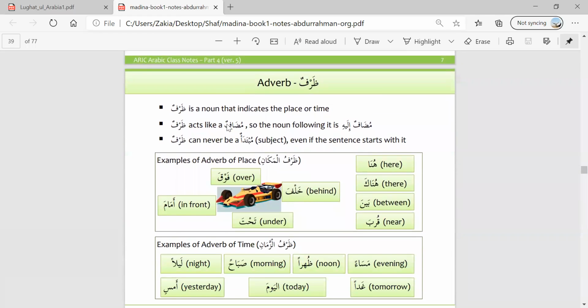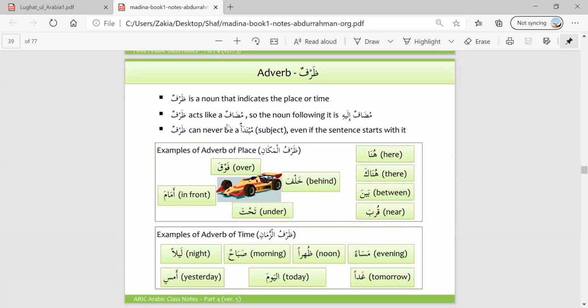Adverb, which is dharf, okay, and dharf is a noun that indicates a place or a time. So you have dharf makan and dharf zaman. Inshallah, we will come to them. I don't know if they've put them here. Dharf acts as a mudaf. We already saw what mudaf is: a mudaf is what is possessed and what is a possessor. So the noun following it is mudaf ilayh. Dharf can never be a mubtada, can never be a subject, even if the sentence starts with it. So if there is dharf at the beginning of the sentence, it does not become a subject.